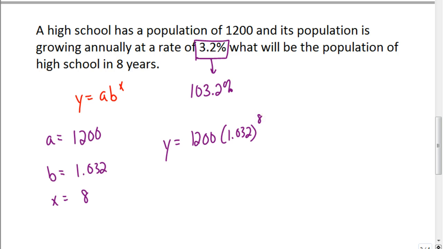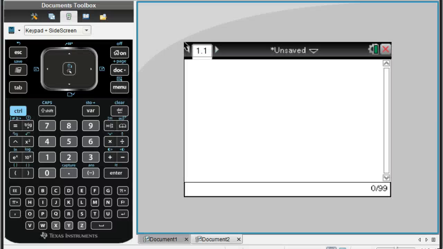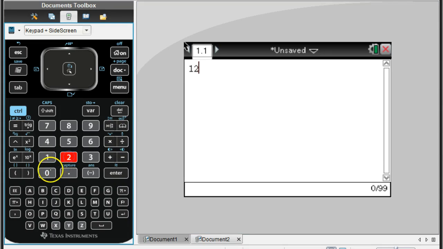Now it's important that we use order of operations here. So if you do this on a calculator, depending on the calculator that you're using, you want to make sure that you type it in exactly as you see it. Now, if you have the TI Inspire calculator, this would be the way that you want to plug it in. It's going to be 1200, and then I want to put this in parentheses. It's going to be 1.032, closed off by parentheses. And then our exponent's going to be 8 years. We're going to put 8 in there.